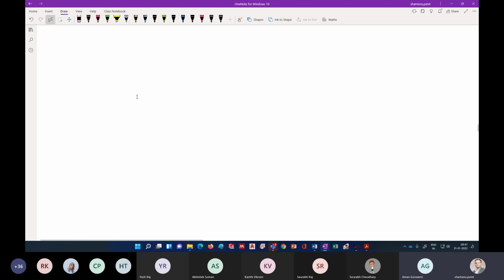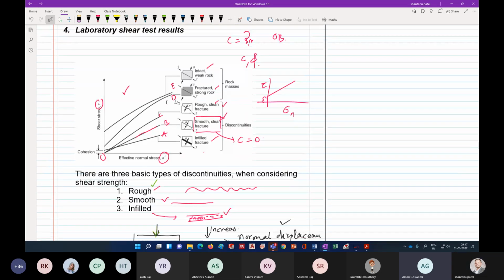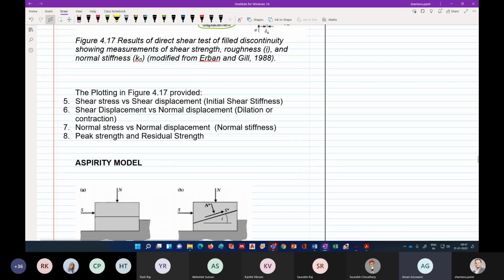I'm sorry, OneNote is having some issue here. Okay, so please go through what is written here.